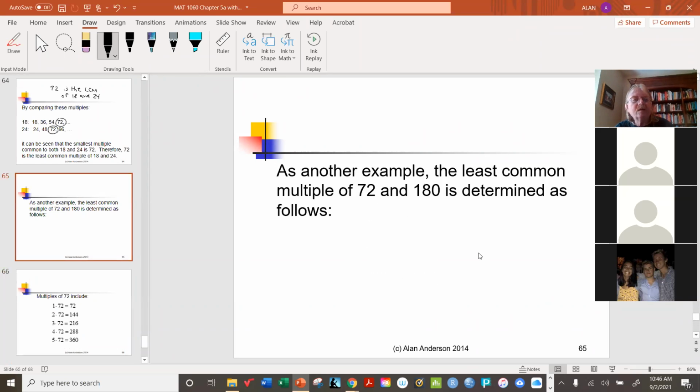Oh, here we go. So why don't we try this one? Now that you've seen the trick, you know how this works. Why don't you try this one? What is the least common multiple of 72 and 180? All right, I'll give you a minute and see what you come up with.